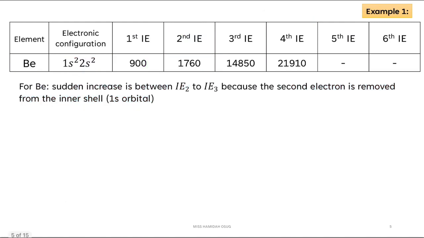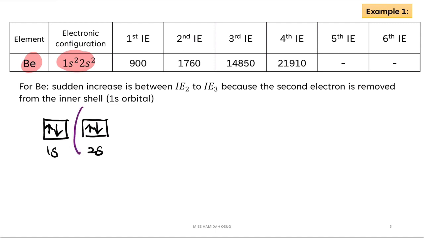Next, let's take a look at the second element, beryllium. The electronic configuration is 1s2 2s2. So let's draw its orbital diagram, 1s2 and also 2s2. After we draw it, we make the border, and then we know that 2s2 is the valence electron shell, while 1s2 is the inner shell.